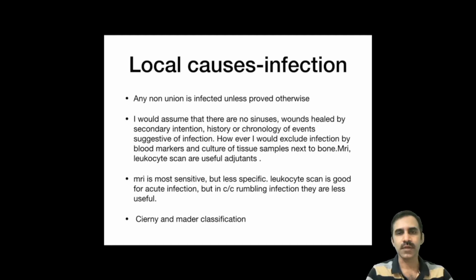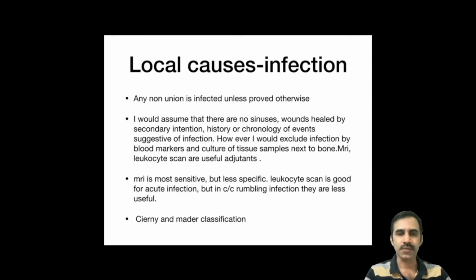I would assume that there is no history of events suggestive of infection, and there are no sinuses or wounds healed by secondary intention. Even in the absence of these findings, I would exclude infection by blood markers and culture of tissue samples next to the bone. MRI or leukocyte scan are useful adjuvants. MRI is more sensitive but less specific. Leukocyte scan is good for active infection, but in chronic smoldering infections they are of less use.